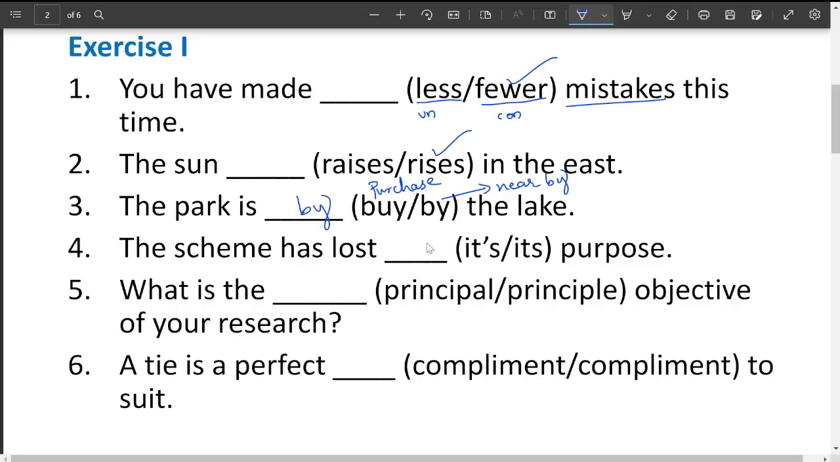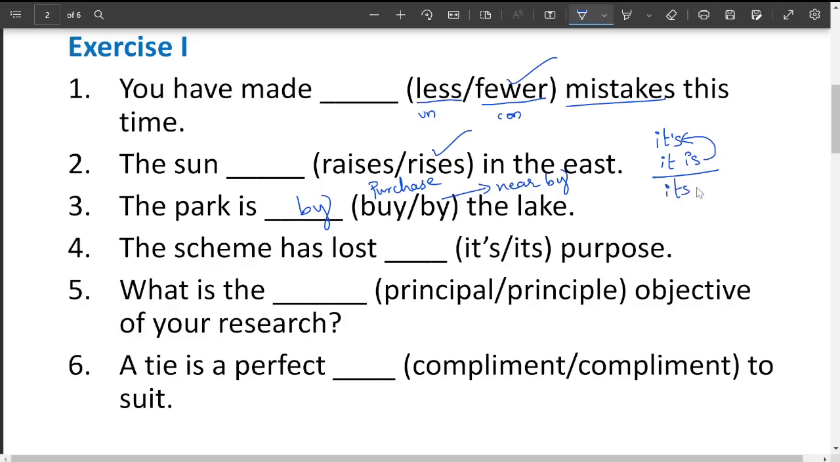Next, the scheme has lost its purpose. I will give you three words here: its, it is, it's. Now look at this division. It is is the long form. This can be written with an apostrophe, it's, which is a short form of it is. This is one category, the first one.